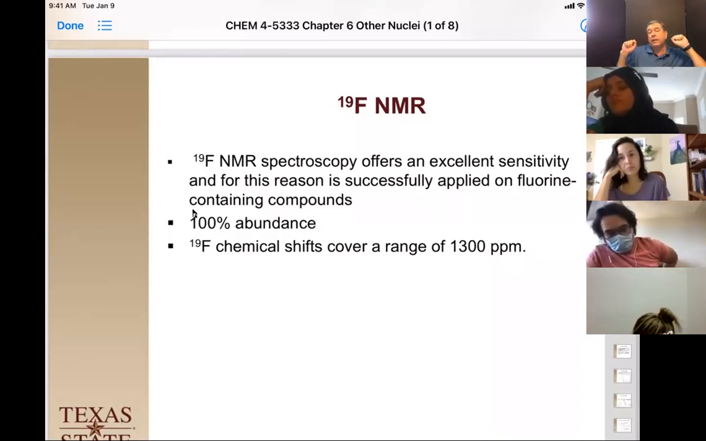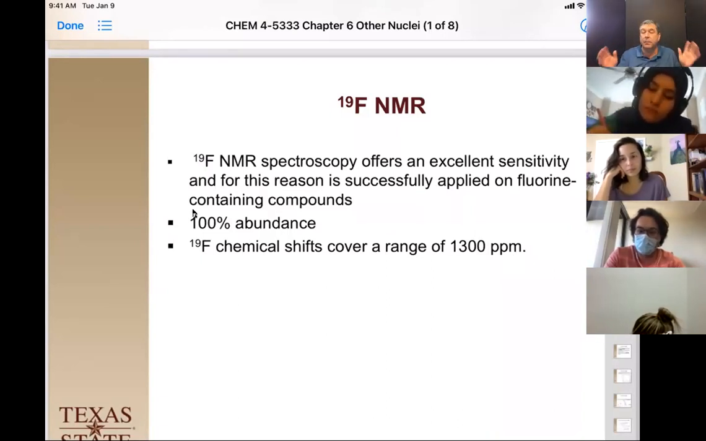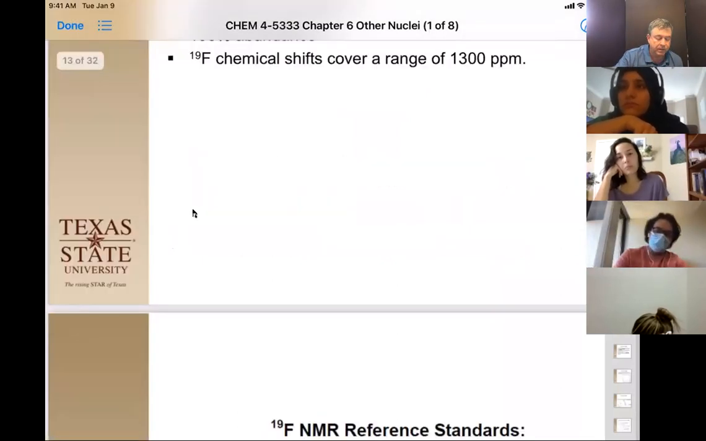Okay, now this is one of my favorite non-proton, non-carbon nuclei, and it's because it's 100% natural abundance. It's got a half spin, it has a zero quadrupole. It is really good. It has a very wide chemical shift and gives very clean NMR. And most of them are integratable, because of the cleanliness of this thing. So you can actually say, I have 6 fluorines on this benzene ring and 3 fluorines on this methyl group. You can definitely see that kind of stuff. Okay.